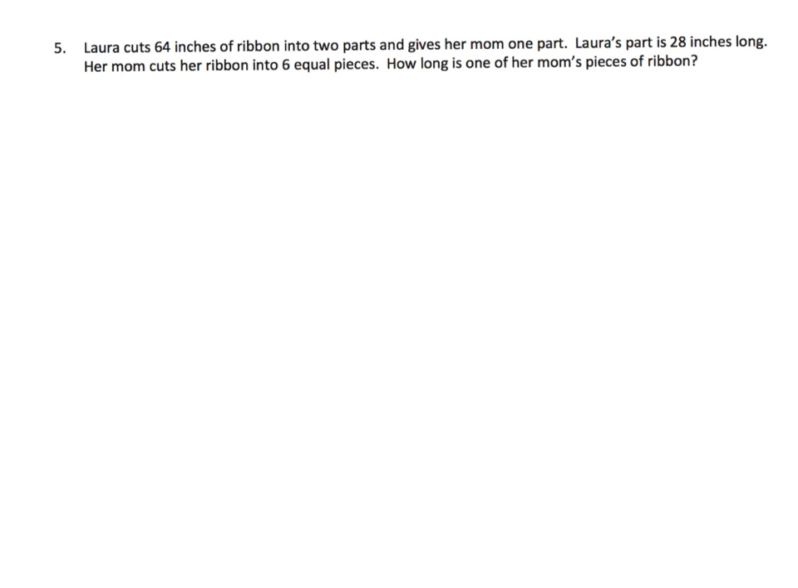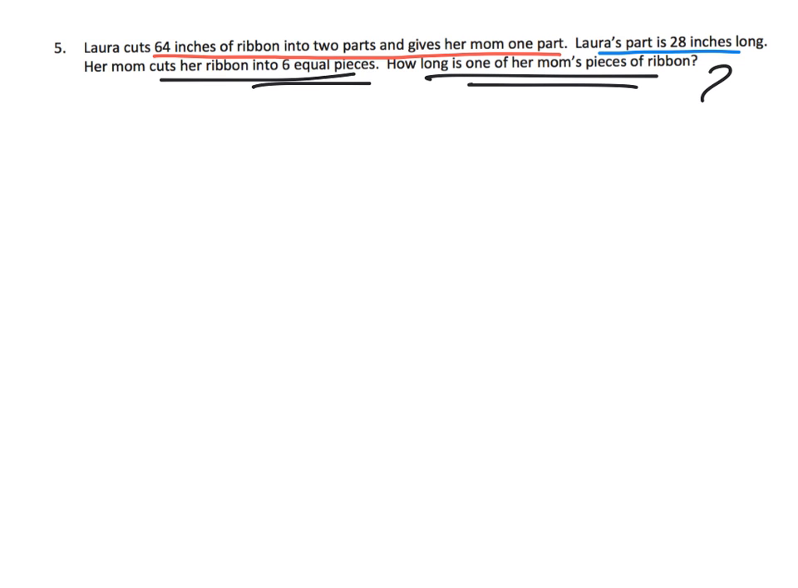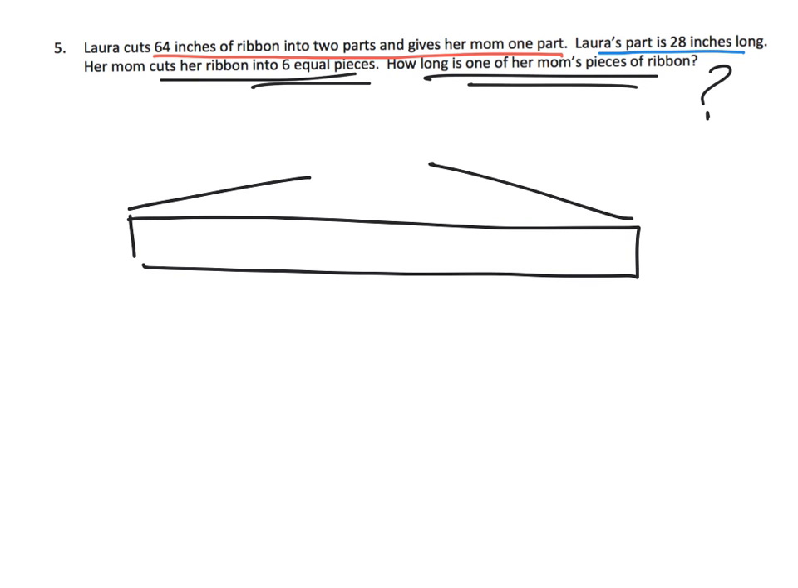In our last problem, Laura cuts 64 inches of ribbon into 2 parts and gives her mom 1 part. Laura's part is 28 inches long, and then her mom cuts her ribbon into 6 equal pieces. How long is one of her mom's little pieces of ribbon? Okay, so let's see. First it says Laura cuts 64 inches of ribbon into 2 parts. So here's our ribbon, and we're going to cut it into 2 parts. It doesn't really matter where we draw it. Boom, right there. And it says Laura's part is 28 inches long.